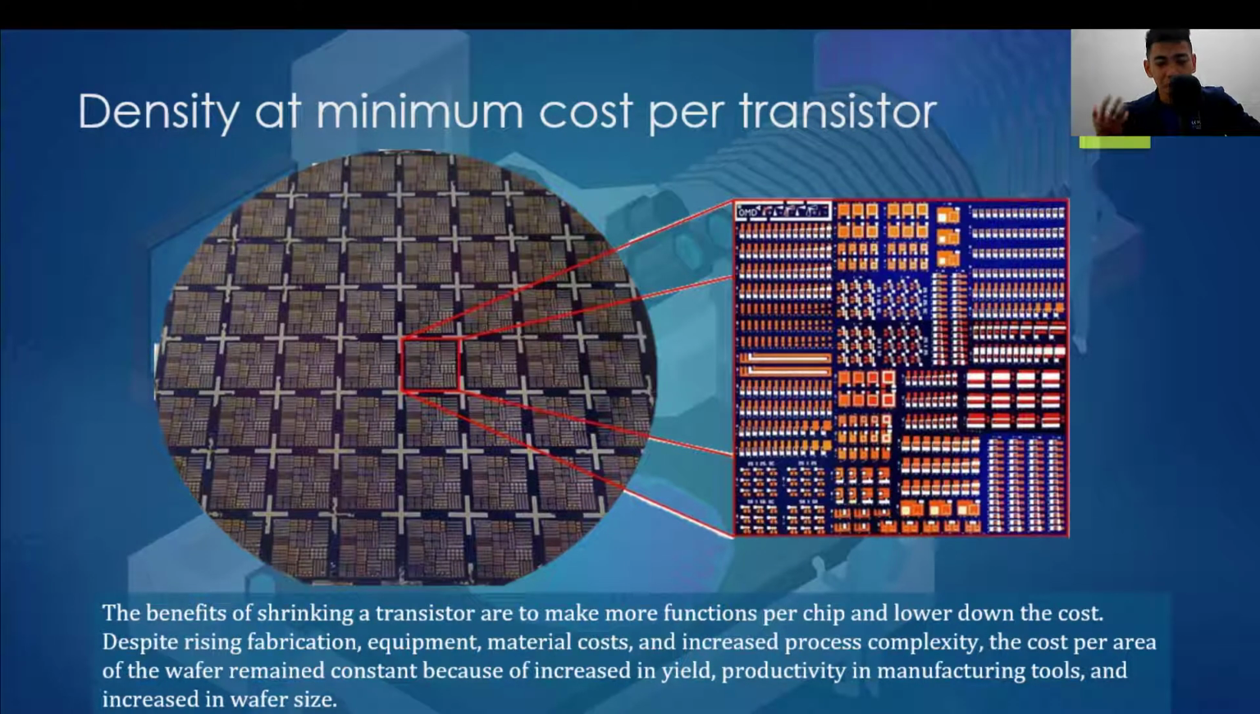The economics is that manufacturers keep the cost per unit area constant. So as they squeeze more and more transistors into a given area, the cost of making that area stays the same. Therefore, the price of each function per transistor goes down.